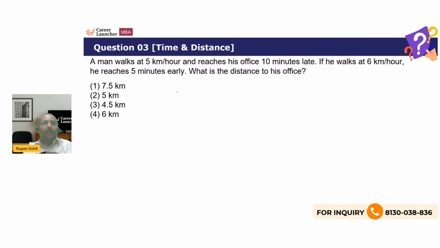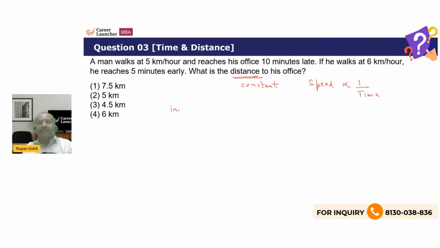So a man walks at 5 kilometers per hour, reaches 10 minutes late. Walks at 6 kilometers per hour, reaches 5 minutes early. Obviously, if you increase your speed, you'll decrease your time, so you will reach early, right? What's the distance? So the key is distance is constant. The distance is not changing. So when distance is constant, then speed and time are inversely proportional, right?